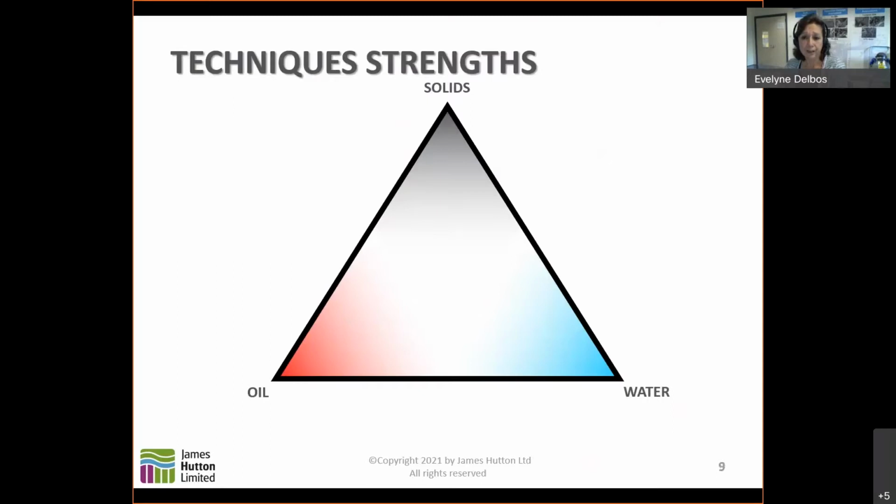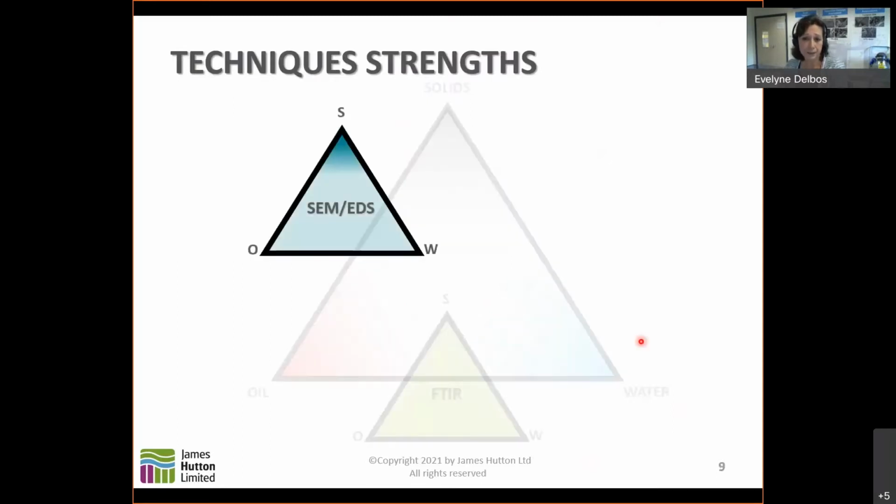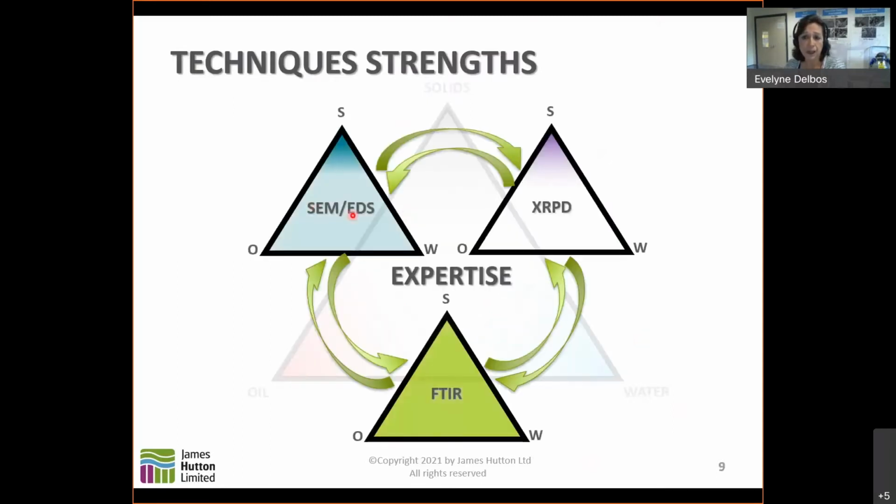And the strength of each technique is being illustrated here, highlighted by an intensity of color. So for SEM, for instance, it is mostly solids that can be analyzed, but we've got a tinge here of light blue as well, which means that we can actually look at semi-solids and liquids when we use particularly the cryogenic attachment to the SEM.